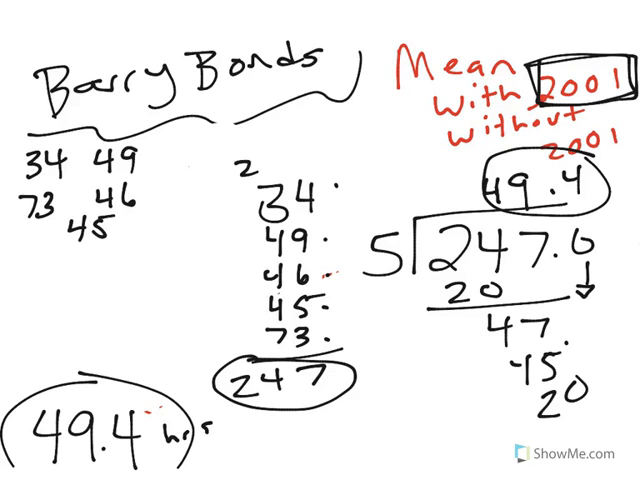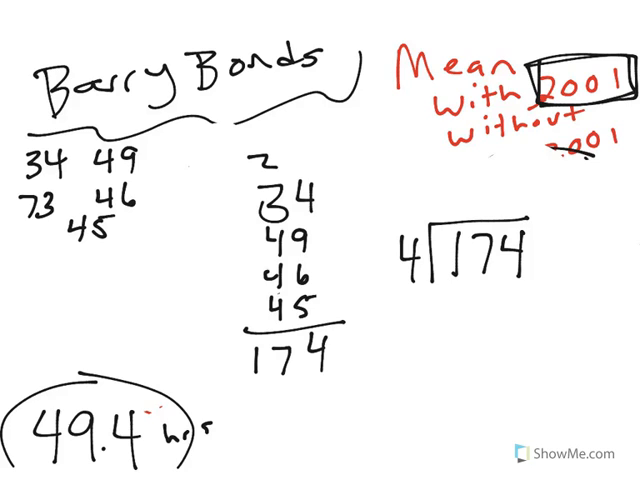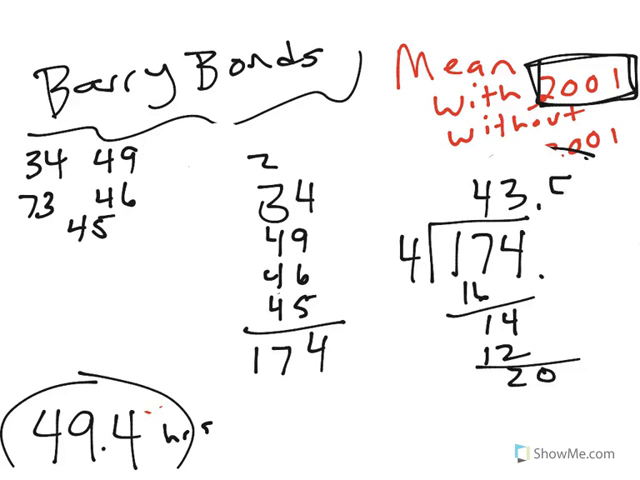So now let's find it without. We do the same thing, except we take out that 73. Then we add them together, and we get 174 home runs. And then we divide that by 4. 4 goes into 17 4 times, which is 16. And it goes into 14 3 times, which is 12. Then we get a 2, drop a 0, 43.5 home runs.